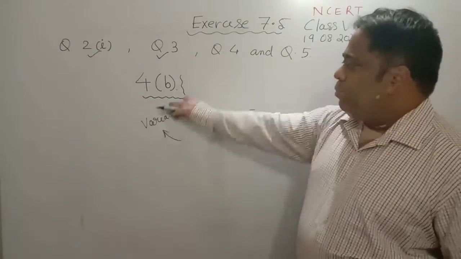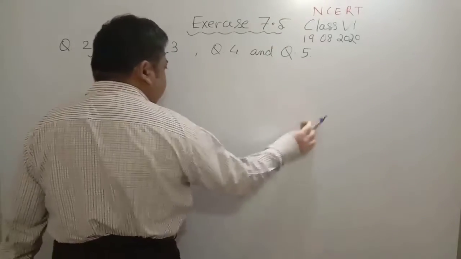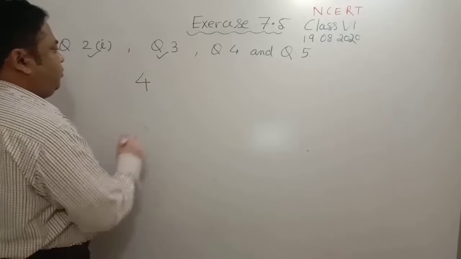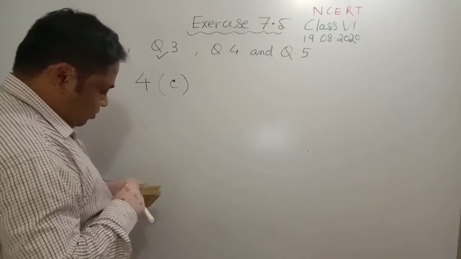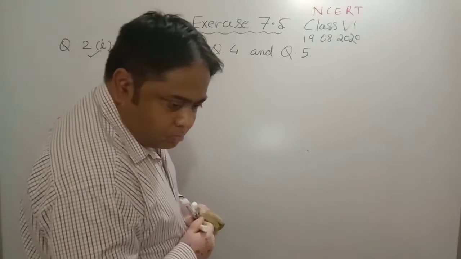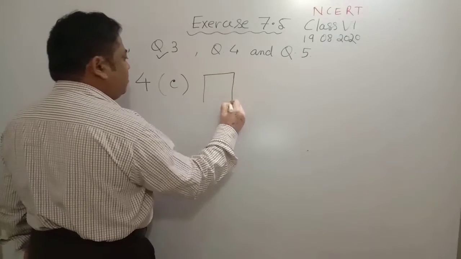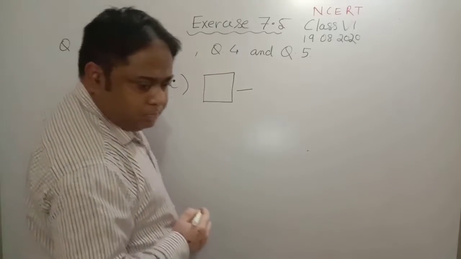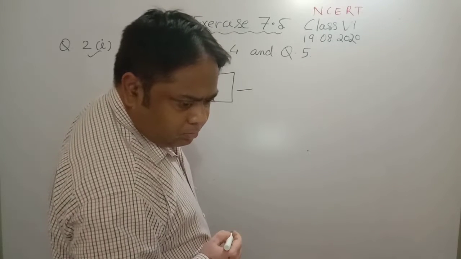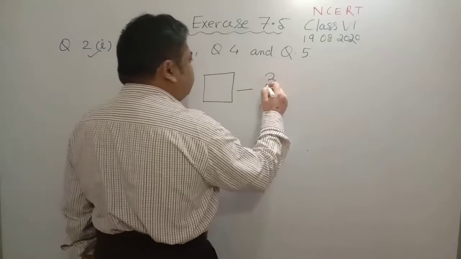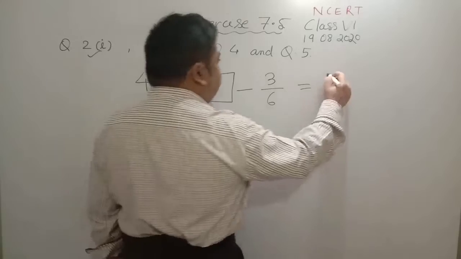I will do one more problem, same type of problem once again. Question number 4 C. Box minus 3 by 6 is equal to 3 by 6.